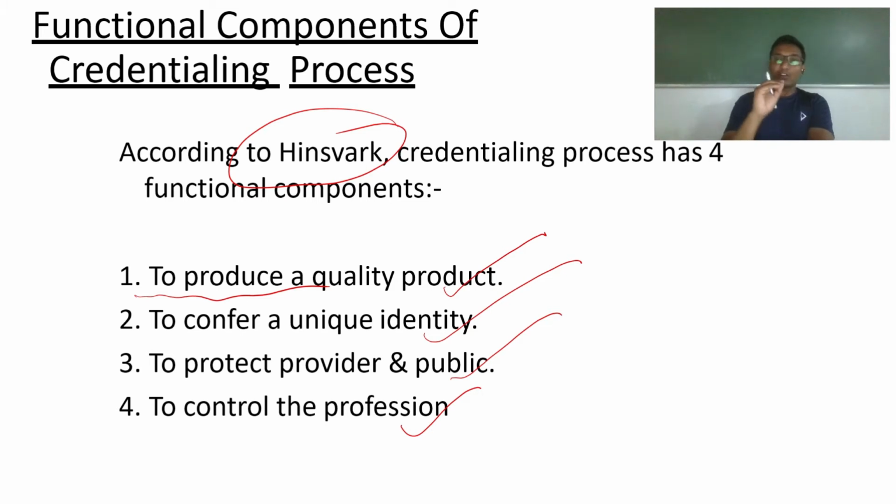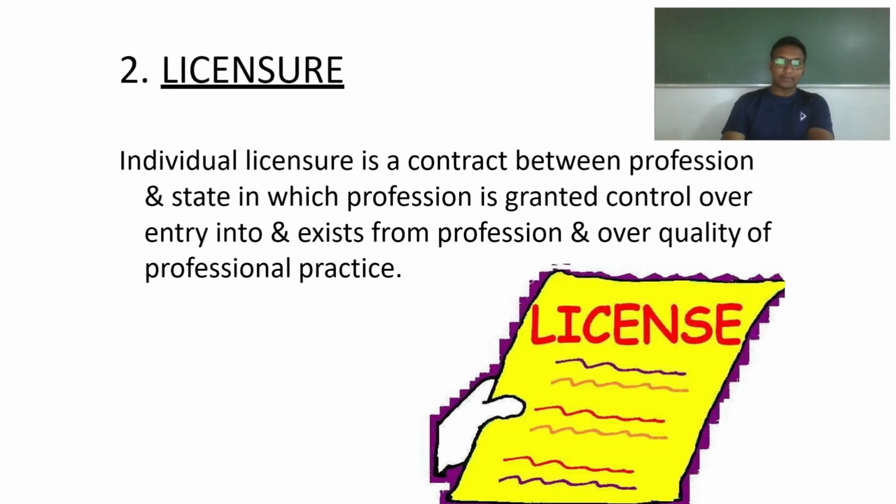This is what the control of profession is meant for. Next one is what? Licensure. So what does this licensure mean? Here, licensure is a contract between the profession and the state, in which the profession is granted control over the entry into or exit from the profession, and over the quality of professional practice. So what does this mean?